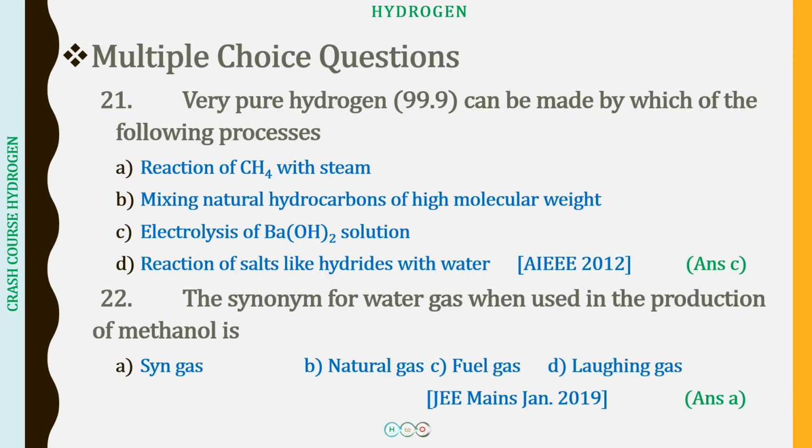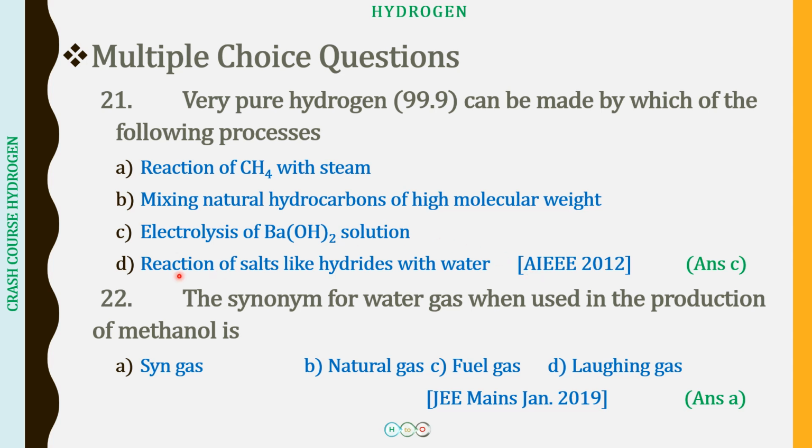The next question for the preparation of hydrogen is that very pure hydrogen, 99.9%, can be made by which of the following processes? Reaction of methane with steam, mixing natural hydrocarbons of high molecular weight, electrolysis of barium hydroxide solution, reaction of salts like hydrides with water. And this was asked in the All India Engineering Entrance Examination 2012. This is something we had for the engineering students before JEE Mains was introduced.